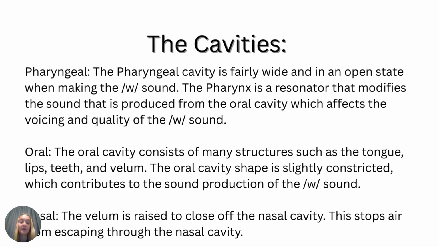The cavities. The pharyngeal cavity is fairly wide and in an open state when making the W sound. The pharynx is a resonator that modifies the sound that is produced from the oral cavity, which affects the voicing and quality of the W sound.